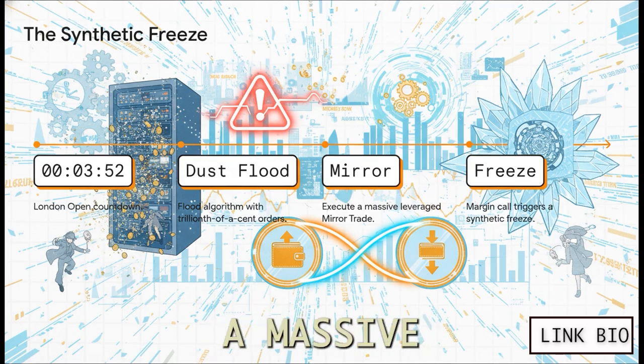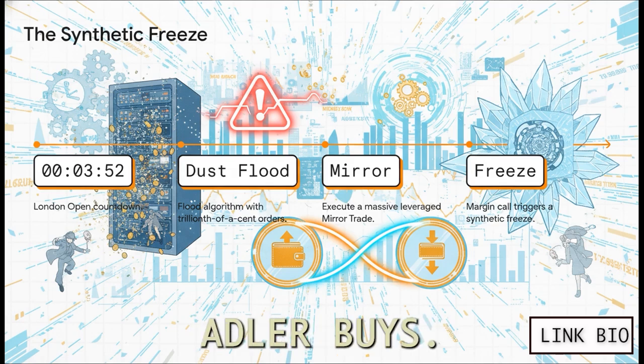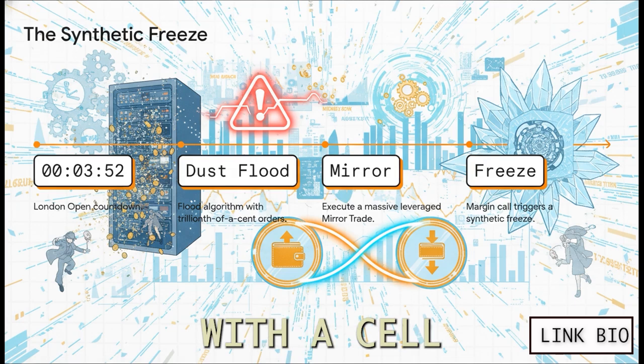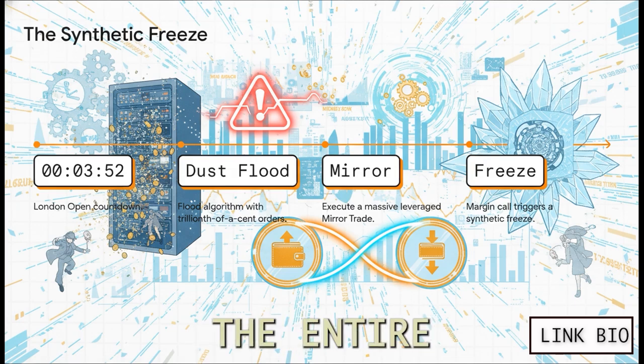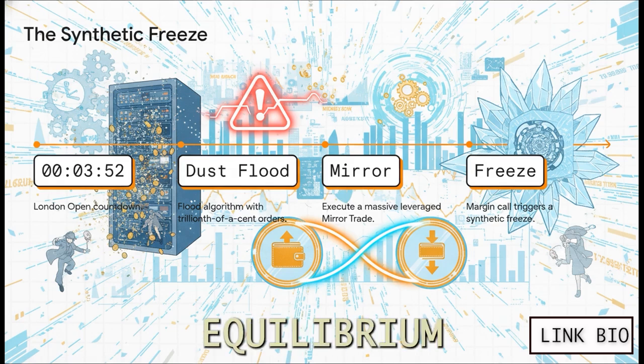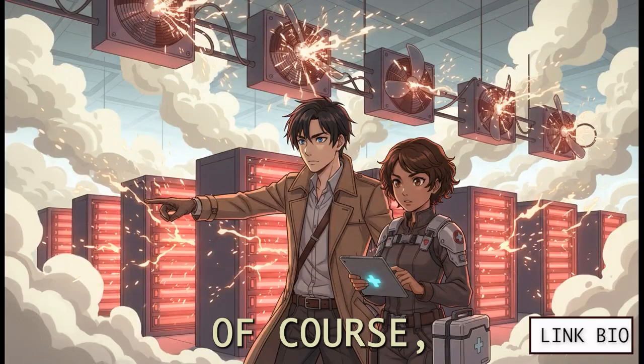He executes a massive 100-to-1 leveraged mirror trade. Literally, every single time Adler buys, Holmes perfectly mirrors it with a sell, turning Adler's own encrypted wallet against him. It instantly forces the entire market into this perfect, frozen equilibrium and completely vaporizes Adler's margins in a matter of seconds. But of course, Adler is not the kind of guy who just gives up.